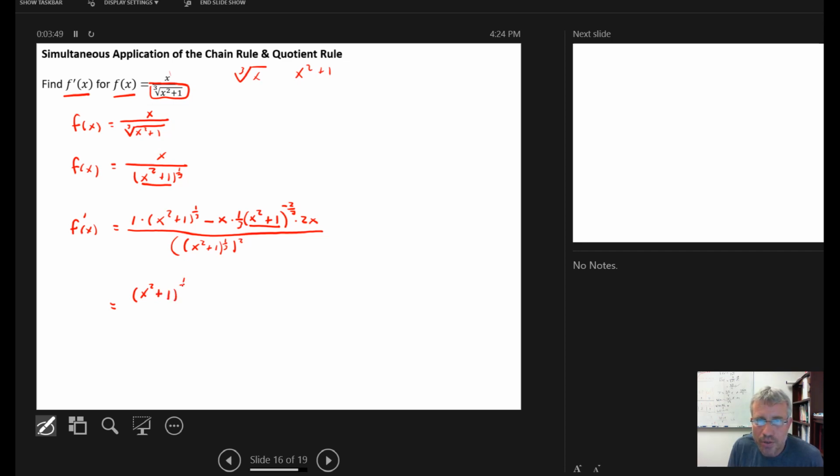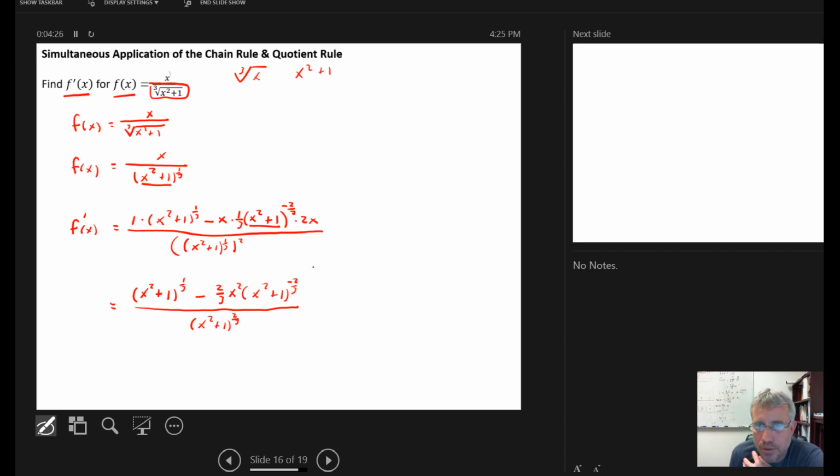I've got the 1/3 sitting here, minus, and then here I have an x times x is x squared, and I have a 2 times 1/3 is 2/3 of an x times x is x squared. And then we have the x squared plus 1 to the -2/3. And this is all over, when we raise one exponent to another, we multiply the exponents. So this is all over an x squared plus 1 to the 2/3 power.